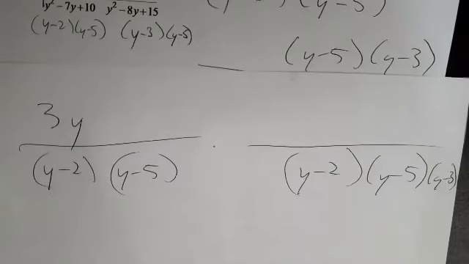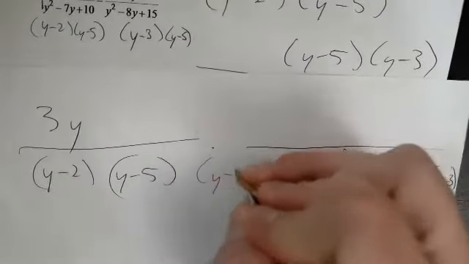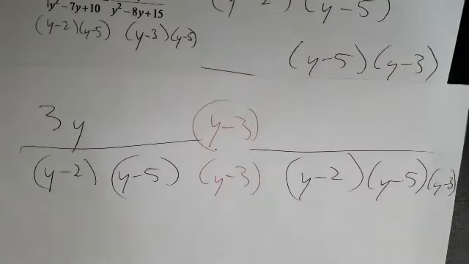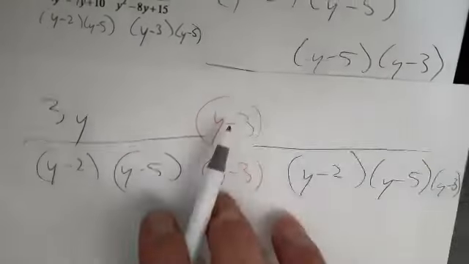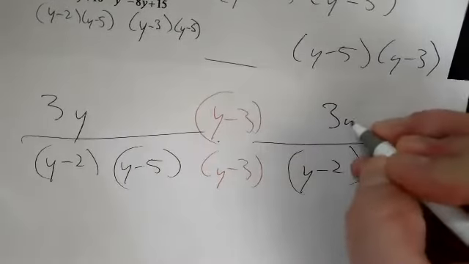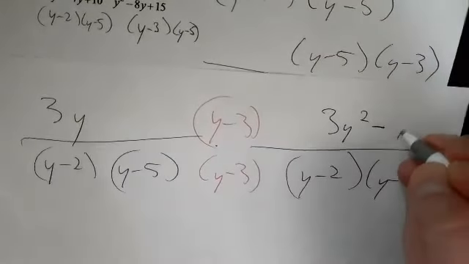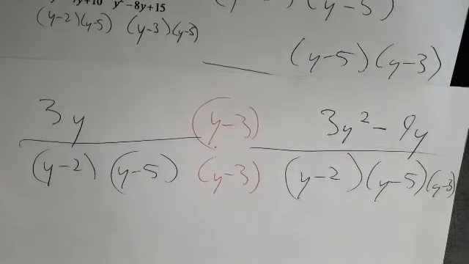The thing that I'm going to have to multiply by is the y minus 3 on top and bottom. All right, if I do that, I'm going to go ahead and do the distribution. 3y times y minus 3 is going to give me a 3y squared. 3y times minus 3 is going to give me minus 9y.